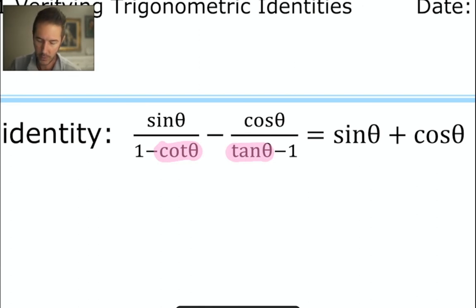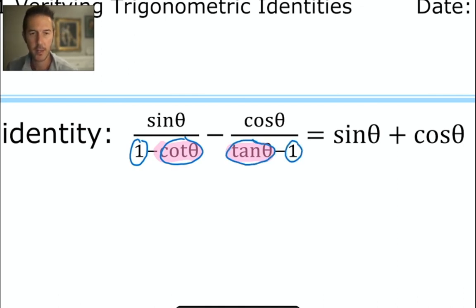And then you would need to change this number 1 into something that has a sine theta as a denominator. And you'll change this 1 into a fraction that has cosine theta in the denominator, so that you can actually be doing the subtraction and tidying up those denominators. Once you've done that, you might even want to do a keep, change, flip.